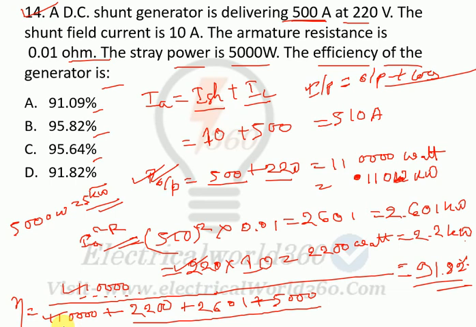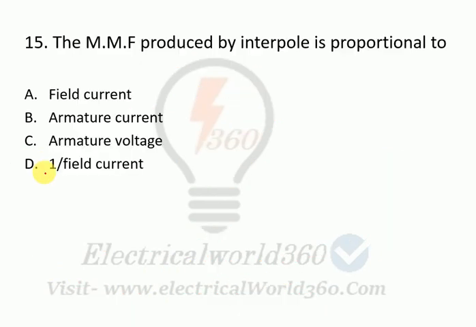110000 by 110000 plus 2200 plus 2601 plus 5000. After solving that, you will also get 91.08 percentage. So here the option number D is the right answer. So this is the question number 15.